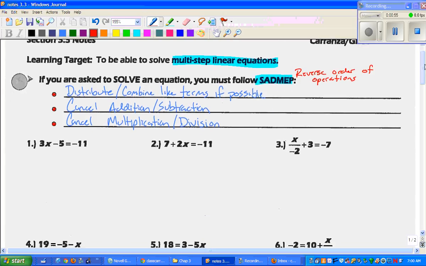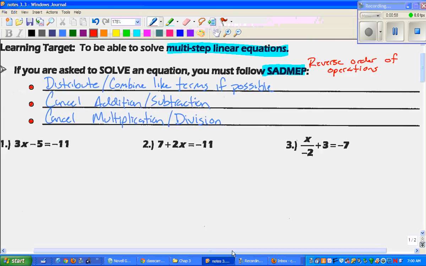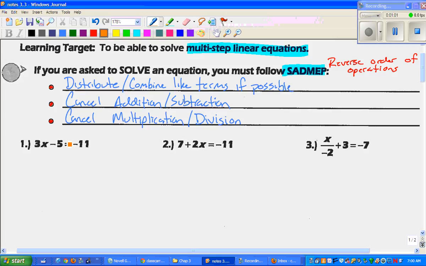Okay, so let's start by going through some problems. We'll start with number 1. I'm going to draw my line down the middle. Now, I cannot distribute or combine, so I don't have to worry about that. The next thing I'm going to do is cancel addition or subtraction. And I can cancel subtraction with addition. You're left with 3x. I'm just going to bring that down. Negative 11 plus 5 gives us negative 6. Okay, and now I can divide by 3. Cancel those out. X equals negative 2.